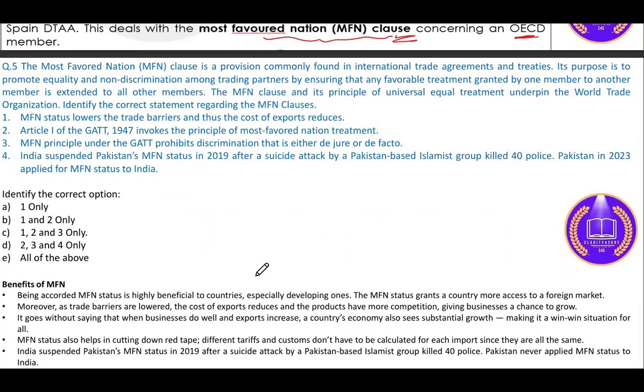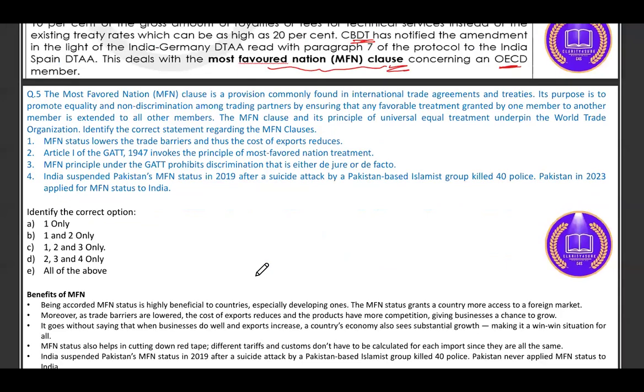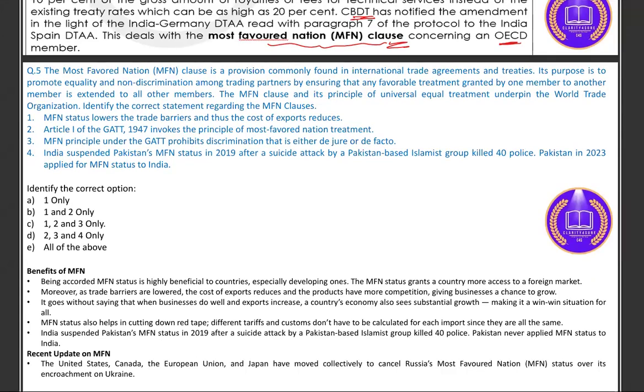Let's see the last question of the series, regarding the most favored nation only. All right. So, the most favored nation clause is a provision commonly found in international trade agreements and treaties. Its purpose is to promote equality and non-discrimination among the trading partners.